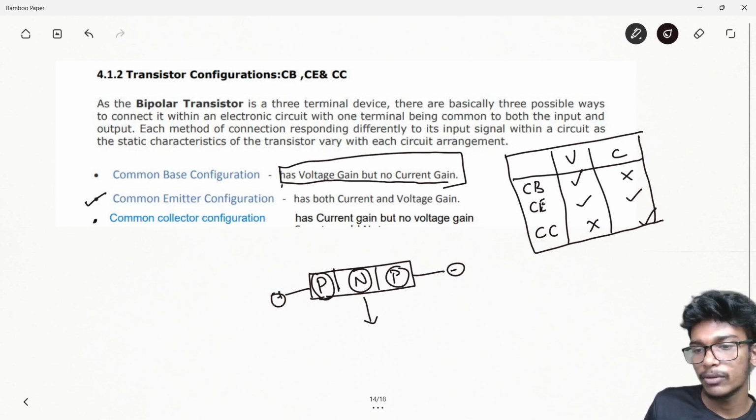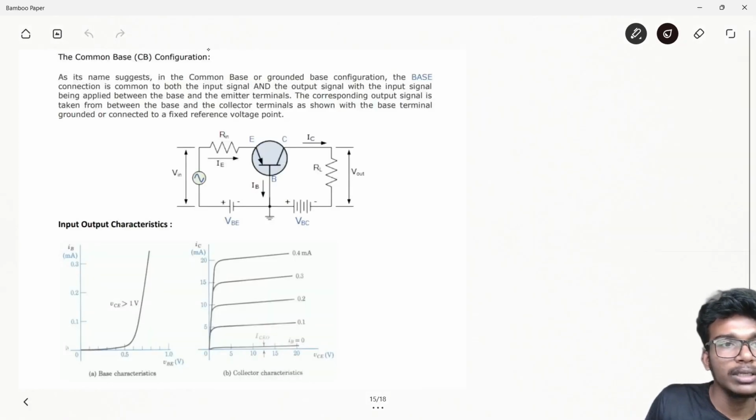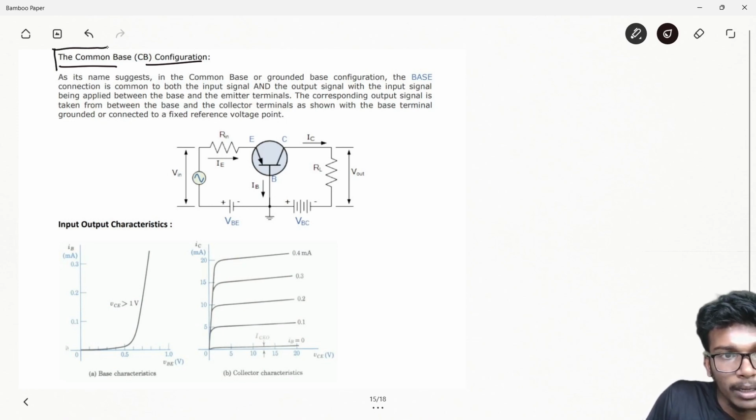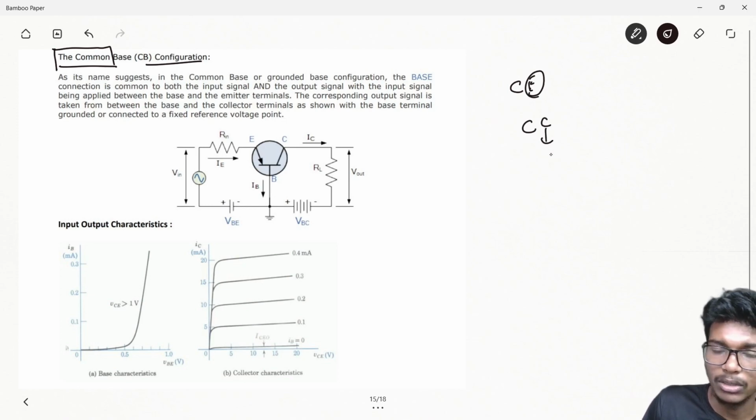Now we will look at them one after another. First is the common base configuration. Common base, or grounded base configuration, as its name suggests. Just look at this name. The common letter, whether base, emitter or anything, represents that it is grounded. In every configuration, if it's common emitter, then the emitter is grounded. If it is common collector, then the collector is grounded. Just remember it like this: grounded.